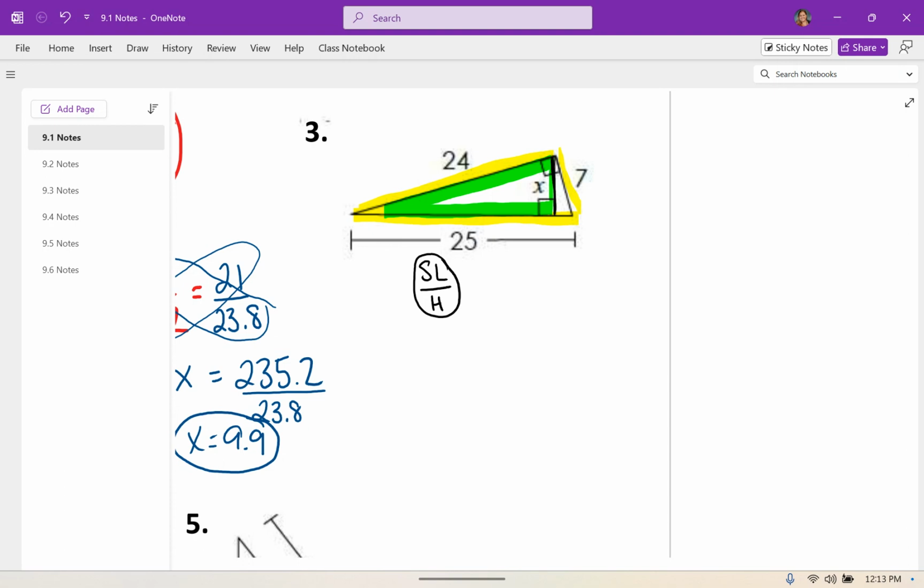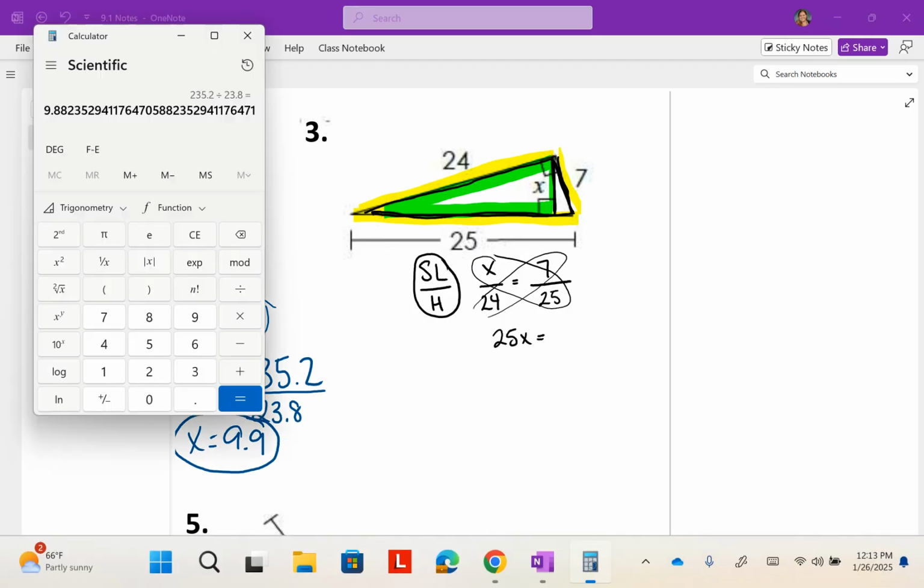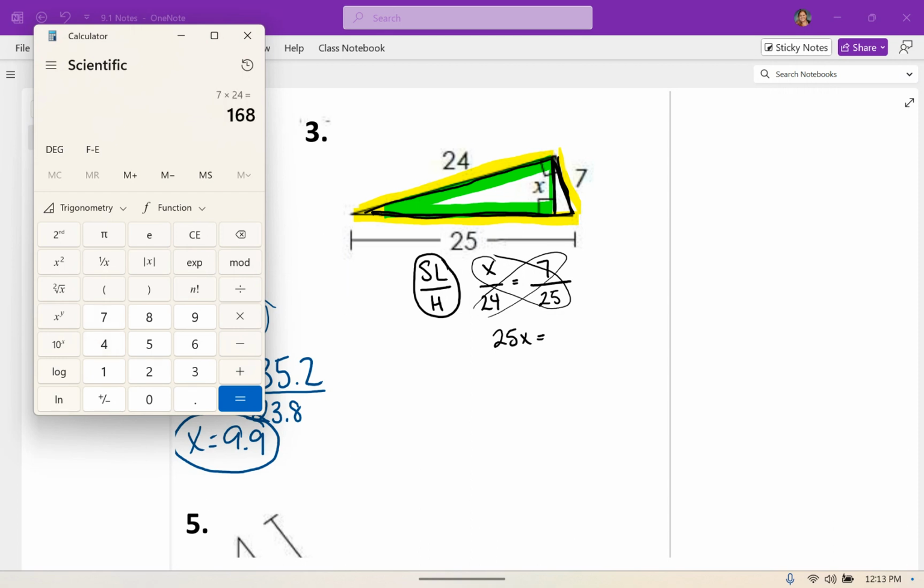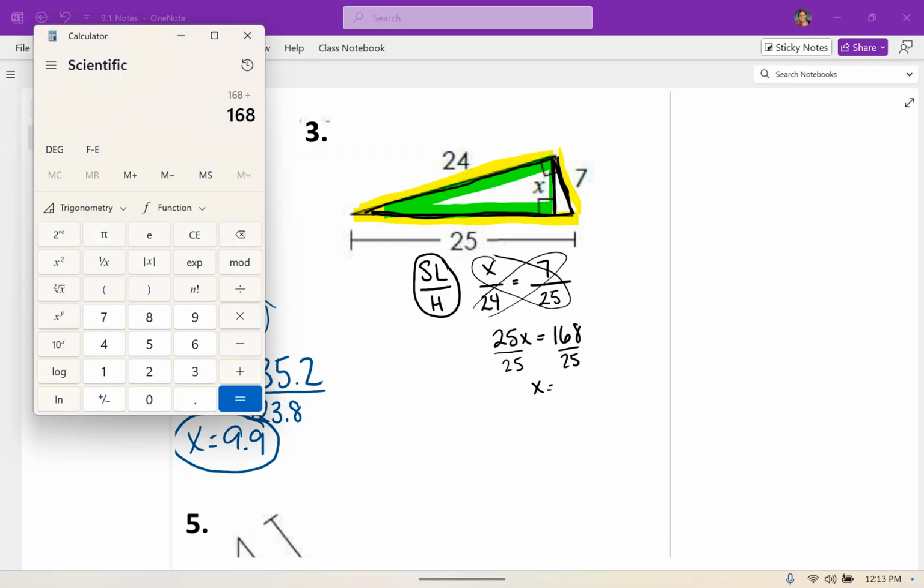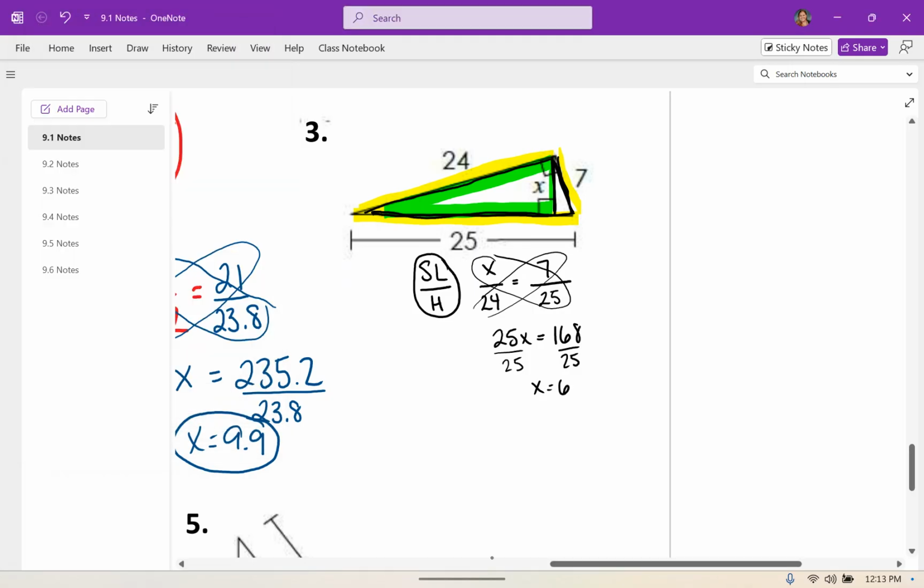Okay, so the short leg of the green triangle is x, and the hypotenuse of the green triangle is 24, equals the short leg over the hypotenuse of the yellow triangle. Okay, so the short leg of the big outer yellow triangle is 7, and the hypotenuse of that yellow triangle, like the longest side of that yellow triangle, is 25. Cross multiply and solve. Okay, so I have 25x equals 7 times 24. 7 times 24 is 168. Divide by 25. 168 divided by 25 equals 6.72. And that's the value of x.